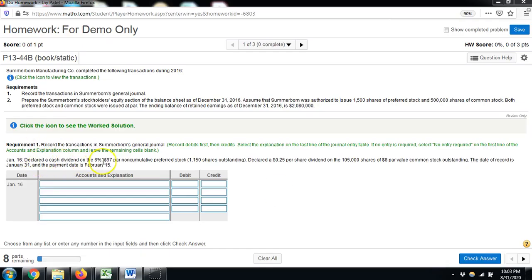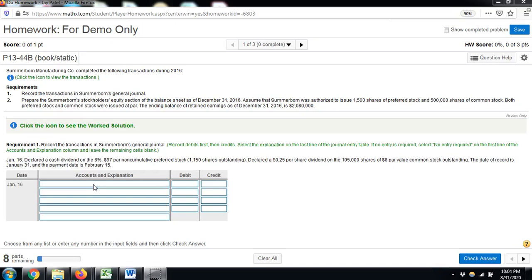So we're declaring a cash dividend on the 6% $97 par non-cumulative preferred stock, and also a 25-cent per share dividend on 105,000 shares of $8 par value common stock. So the date of record is January 31st and the payment date is February 15th. So this is the journal entry for the declaration of this dividend.